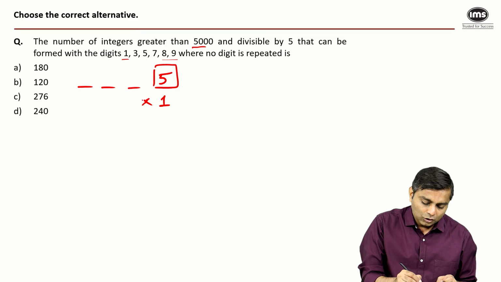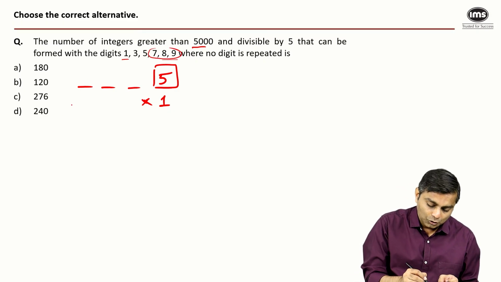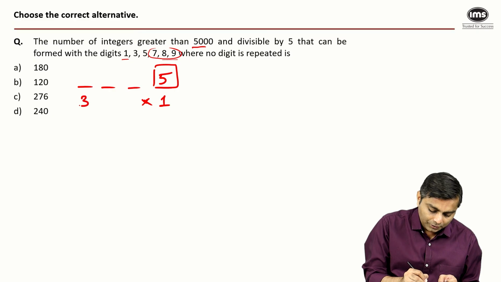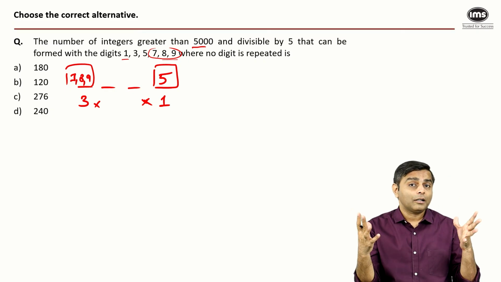Now, the number has to be greater than 5000. So, the only digits greater than 5 are 7, 8, 9. So, here there are 3 options, either 7 or 8 or 9. Correct? Now, the repetition is not allowed.